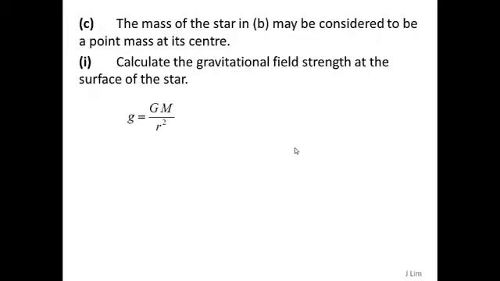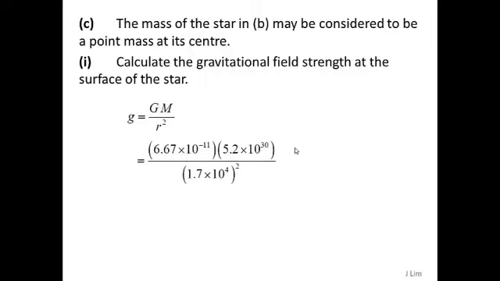So gravitational field strength equal to Gm over r square. Substituting values, we have g equal to 1.2 times 10 to the power of 12 newton per kg. So the units is the same as meter per second square.